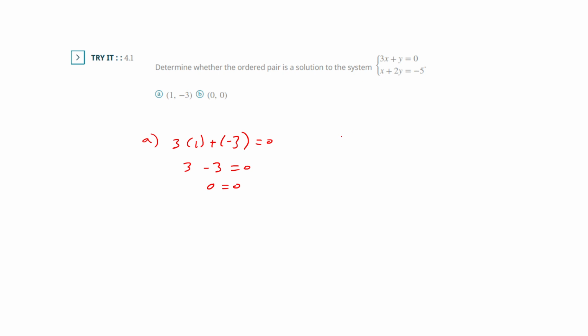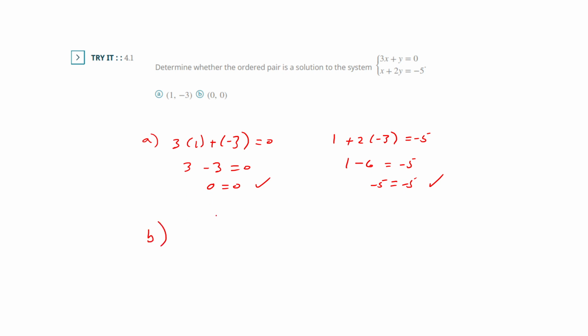Let's put it in the second one. All right, I get 1 minus 6 equals -5. This is going to be true as well. So it's true there. It's true there. This is a solution to the system of equations.